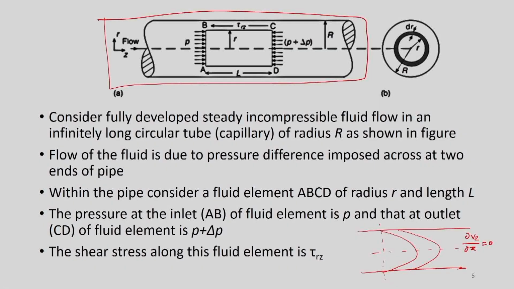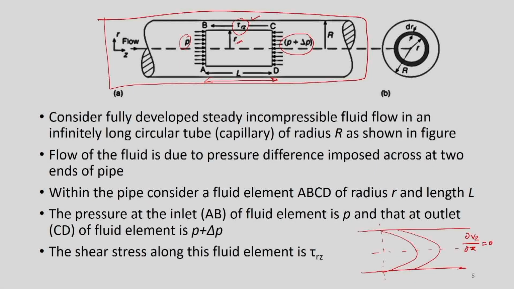So, here in this capillary we take a fully developed region, for which the schematic is shown here. Within this fully developed region, take a volume element or fluid element A, B, C, D. Here the pressure at the inlet of the fluid element is P, whereas the pressure at the outlet of the fluid element is P plus delta P. The radius of this fluid element is R. The length of the fluid element is L. The shear stress acting on this fluid element is tau R z, as shown here.